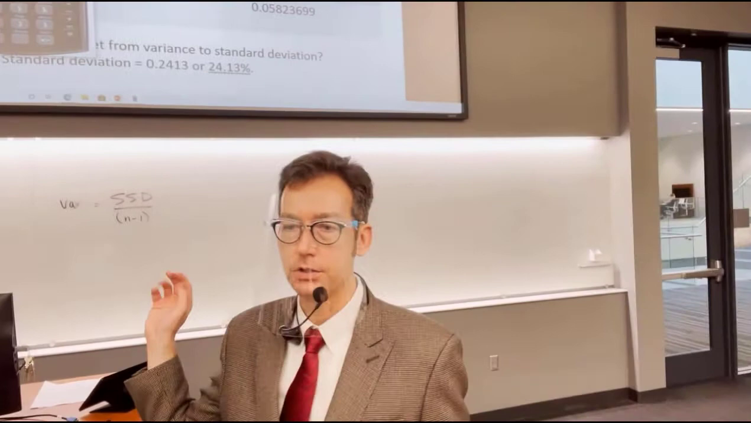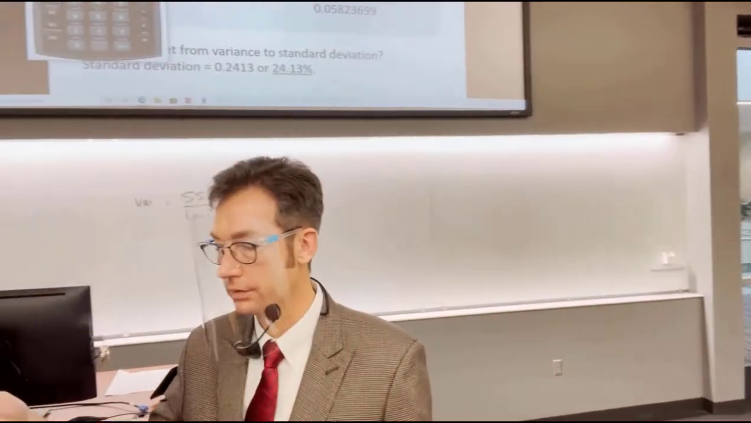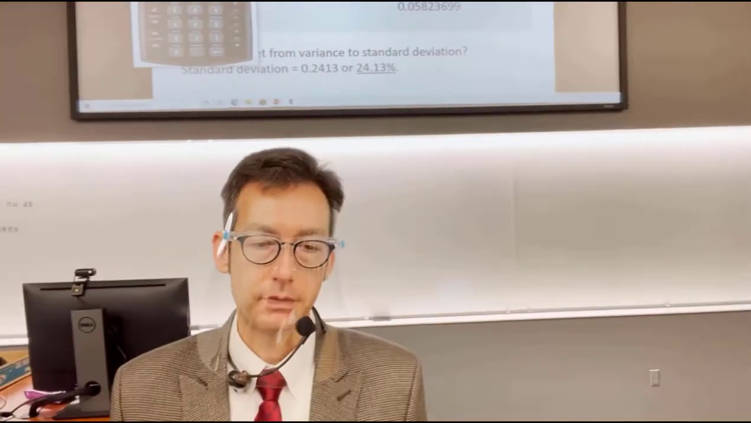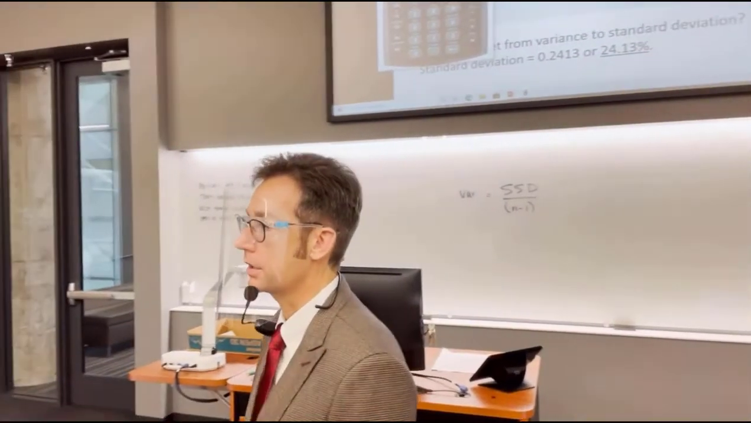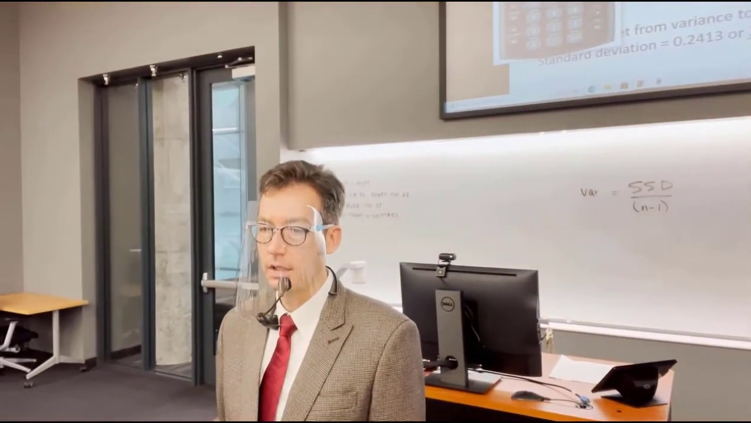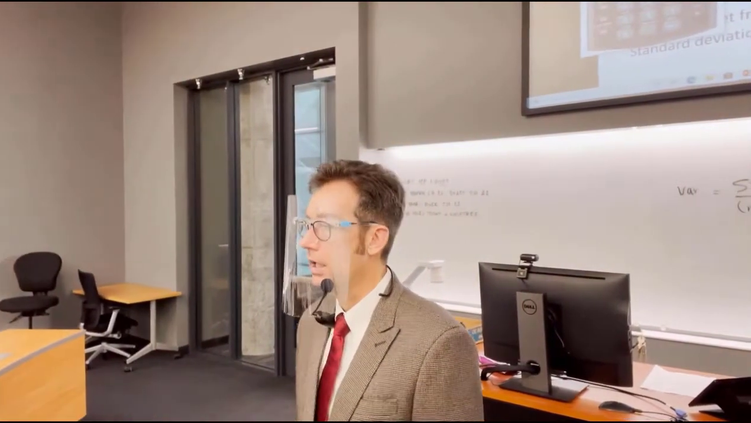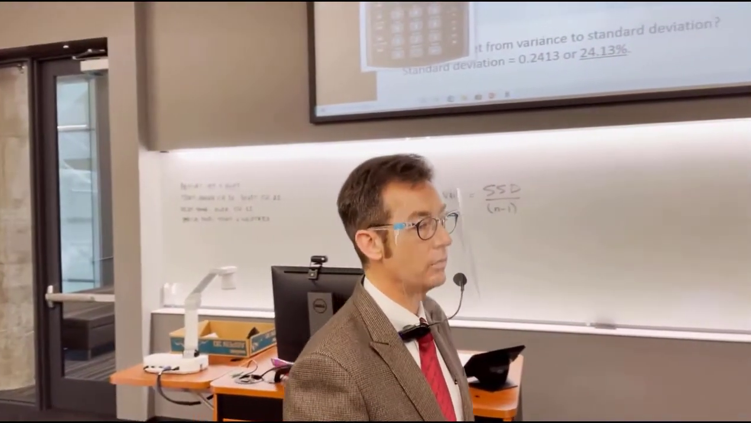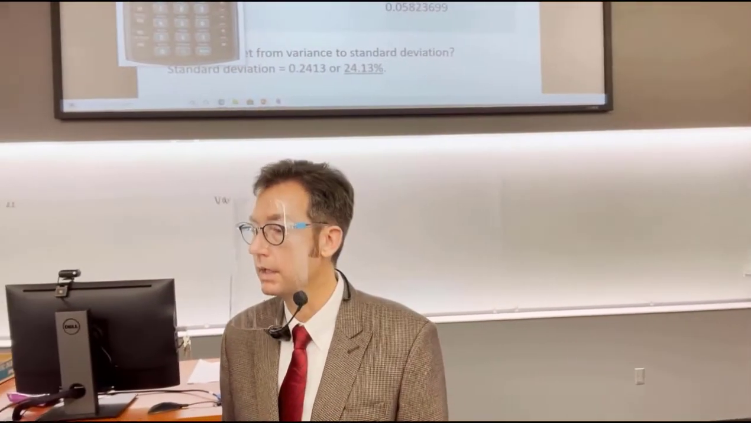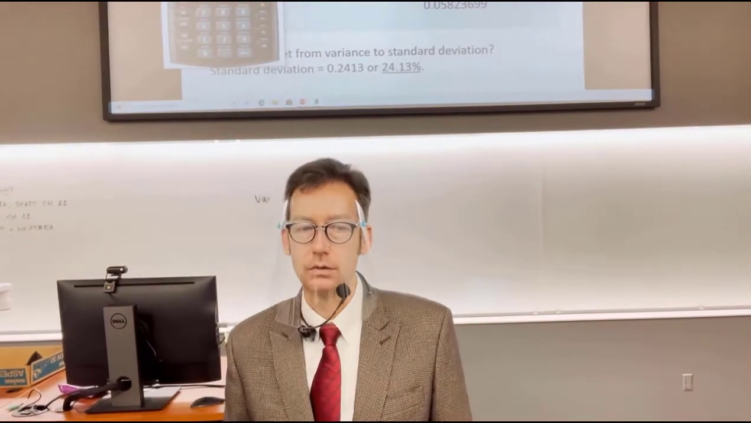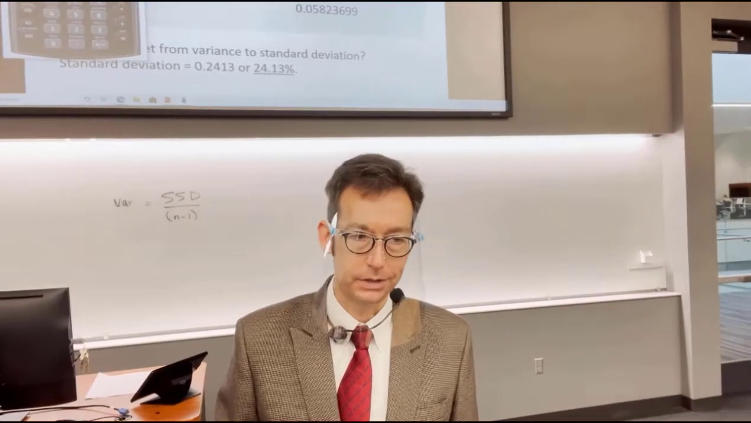Now, if you ask your statistics professor, why is it n minus 1? By the way, what's n in our situation here? 4, because we've got 4 different returns, right? If you ask your statistics professor why it's n minus 1, they'll tell you because you lost a degree of freedom when you calculated that mean, that average. In other words, we've already used some of the information out of the data set, and so now instead of dividing by 4, we're dividing by 3.